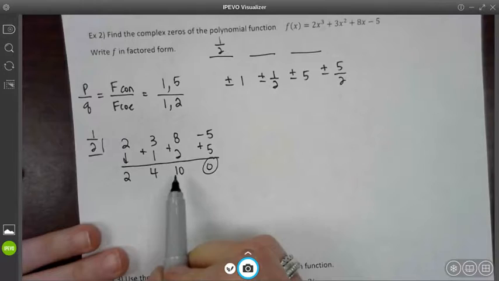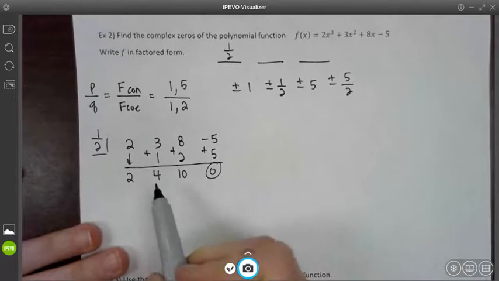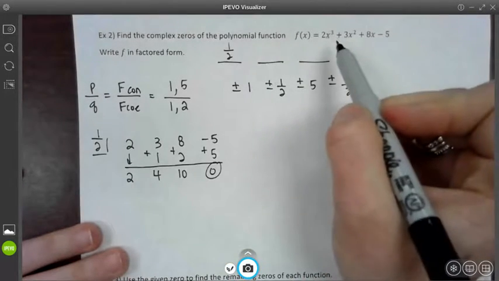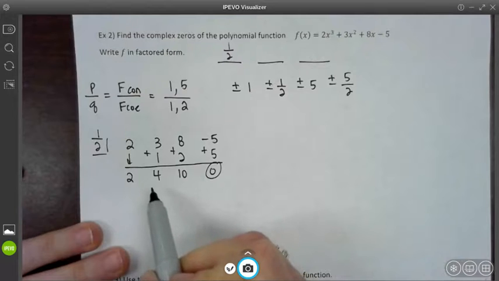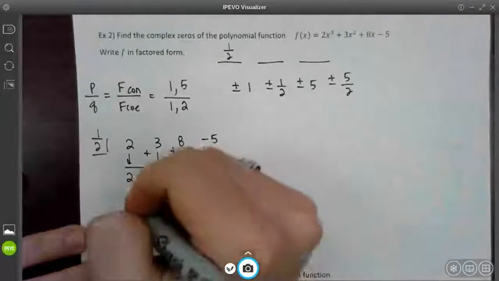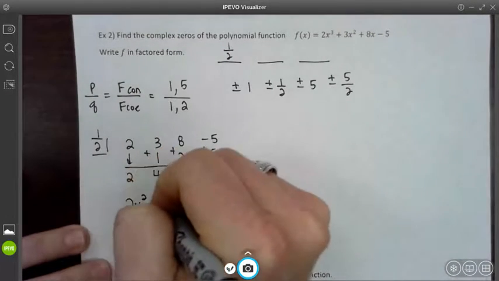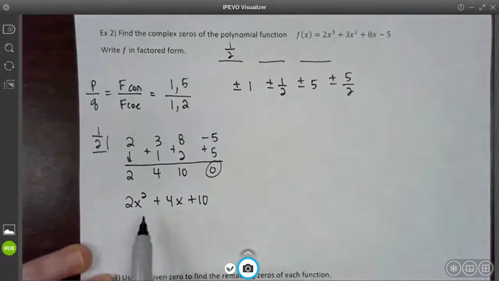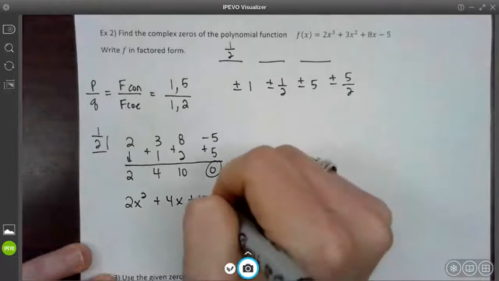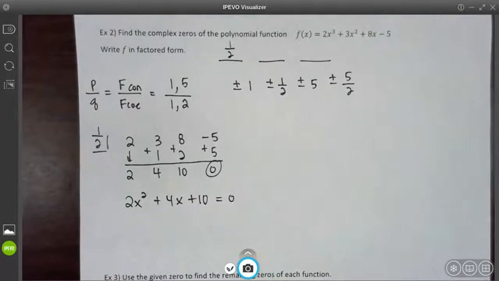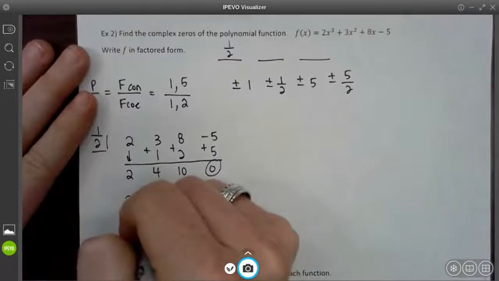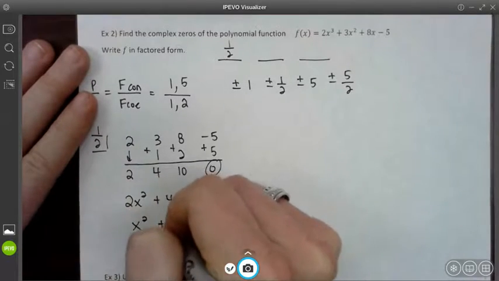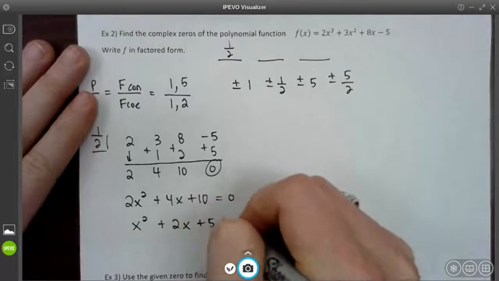So now these become the coefficients to a degree 2 polynomial, right? After one round of synthetic division, this degree 3 polynomial will leave us with the coefficients to a degree 2 polynomial. So that's going to be 2x squared, plus 4x, plus 10. Now I can take this degree 2 equation and solve it. I can set it equal to 0 and find the remaining 2 zeros. Now I'm going to factor out a 2, just divide it out. That's going to leave me with x squared plus 2x plus 5, right?